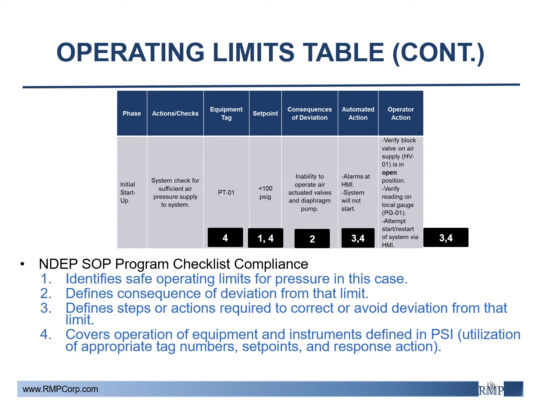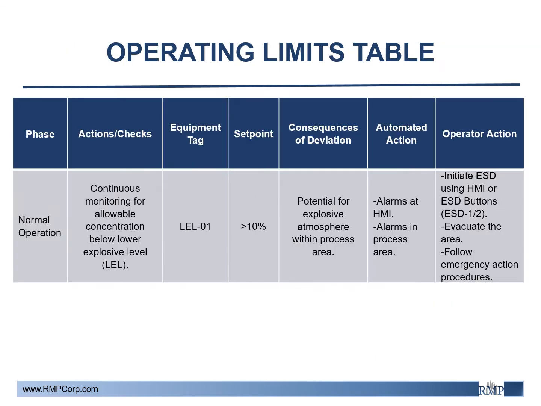Point 3 is met by defining what the system's action would entail without an operator and also the additional steps that the operator must take to diagnose the problem and attempt to bring the system back into normal operation. Lastly, point 4 is the consistency with PSI. This is met by utilizing accurate tag numbers, set points, and resulting actions that will match those documented in the system's PSI.